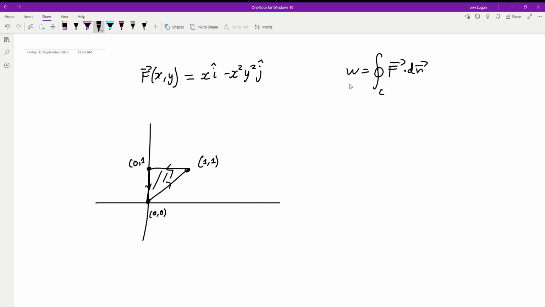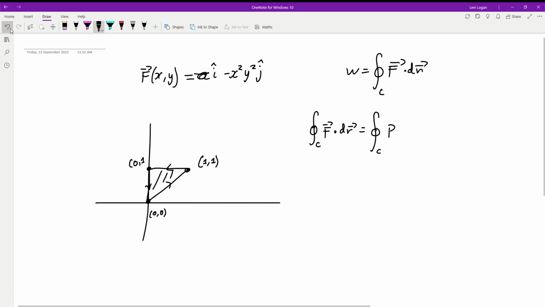Since it's a closed region, we use a contour integral, and because of the orientation, we can use Green's theorem. Green's theorem says that the contour integral over our path C of our vector field is equal to the contour integral of P, which represents the x component of our vector field, plus Q, which is our y component. That would be this bit here.